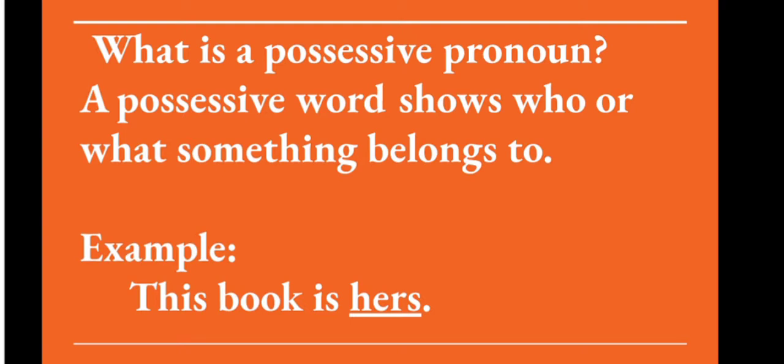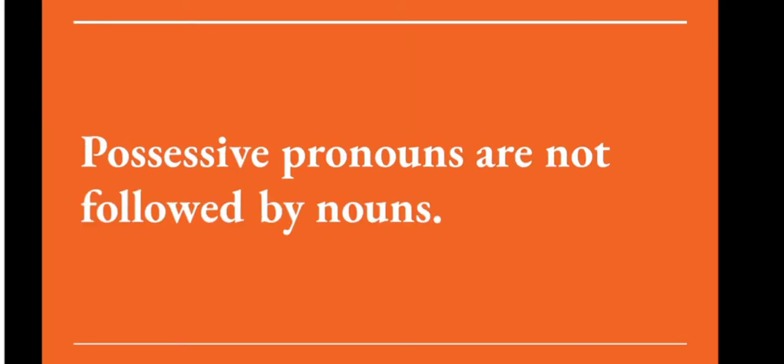So the possessive pronoun in this sentence is hers. Hers is a possessive pronoun which we have used to show that the book belongs to that person. A possessive pronoun shows who or what something belongs to. And there is one more thing which we have to keep in mind. Possessive pronouns are not followed by nouns. That is, possessive pronouns can stand alone in a sentence and they are not followed by any nouns.